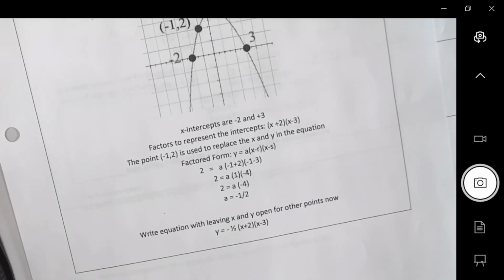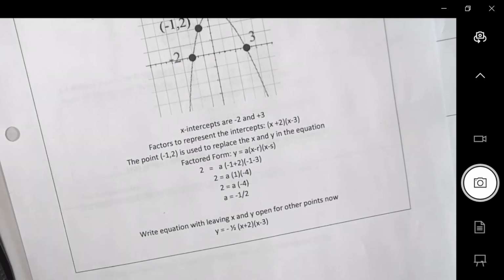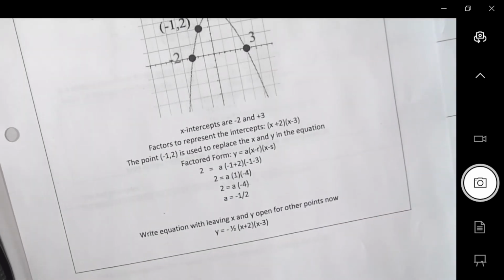Okay, so what we're going to do today is we're going to take those quadratic equations that we got in the first section. Now we're going to be working to make the equation ourselves.